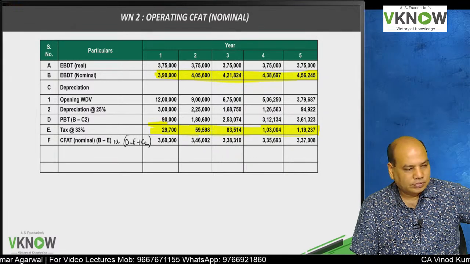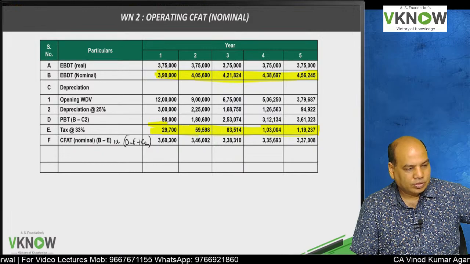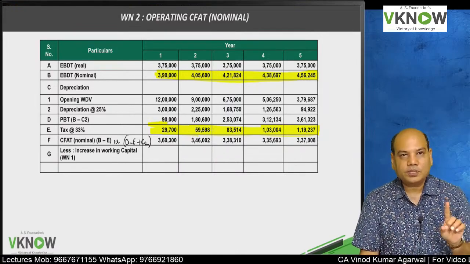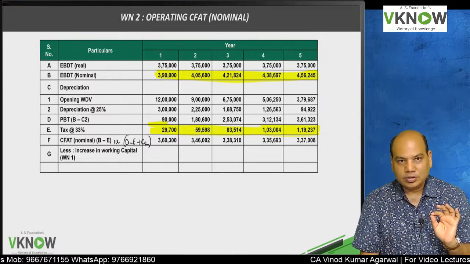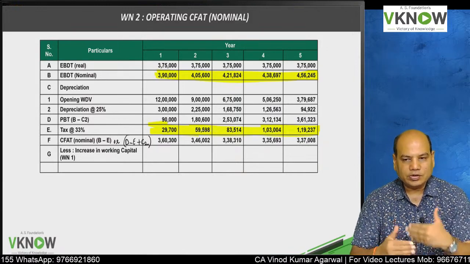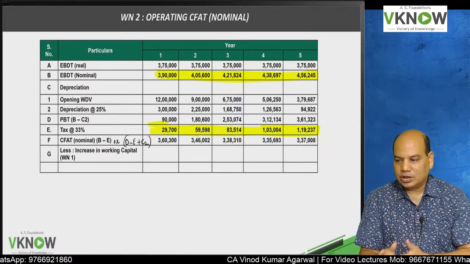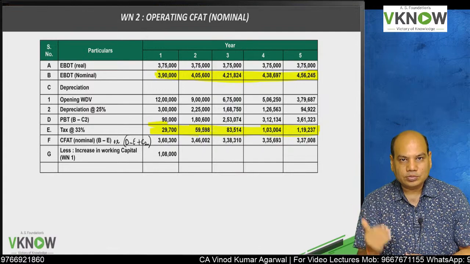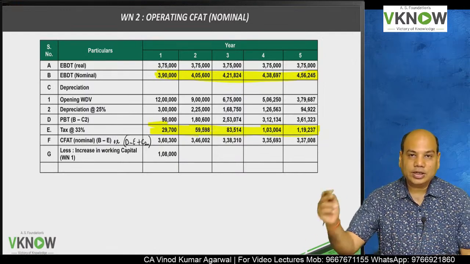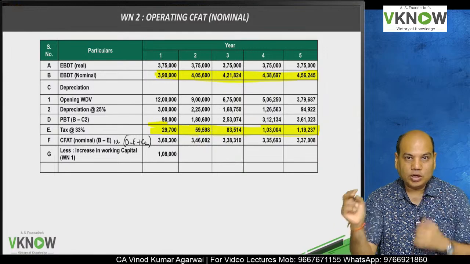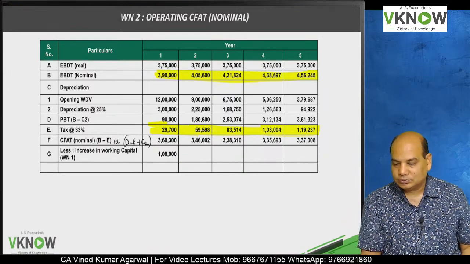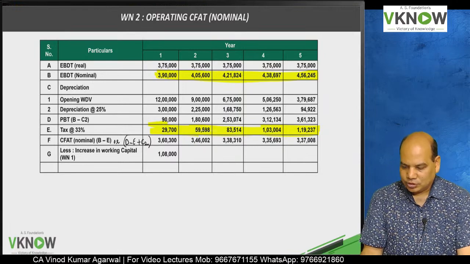Ask all your friends to join, and they can also ask question if any. Then we'll come to one more thing. Do you remember we have prepared one working note, increase in working capital? If working capital increases, cash flow decreases, because it is also like an investment. So increase in working capital, I am going to deduct from CFAT and I will get operating CFAT. Do you remember in your intermediate cash flow statement, you have deducted increase in current asset as a deduction? More investment is required. So this I have to deduct.